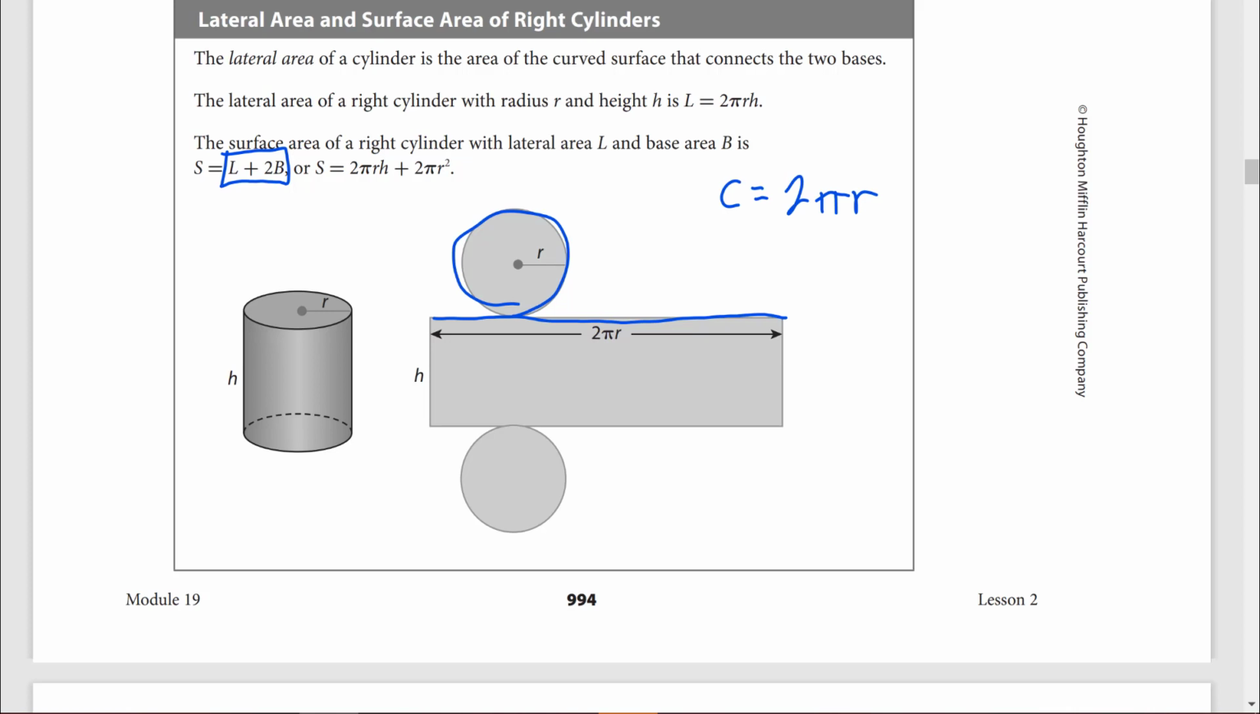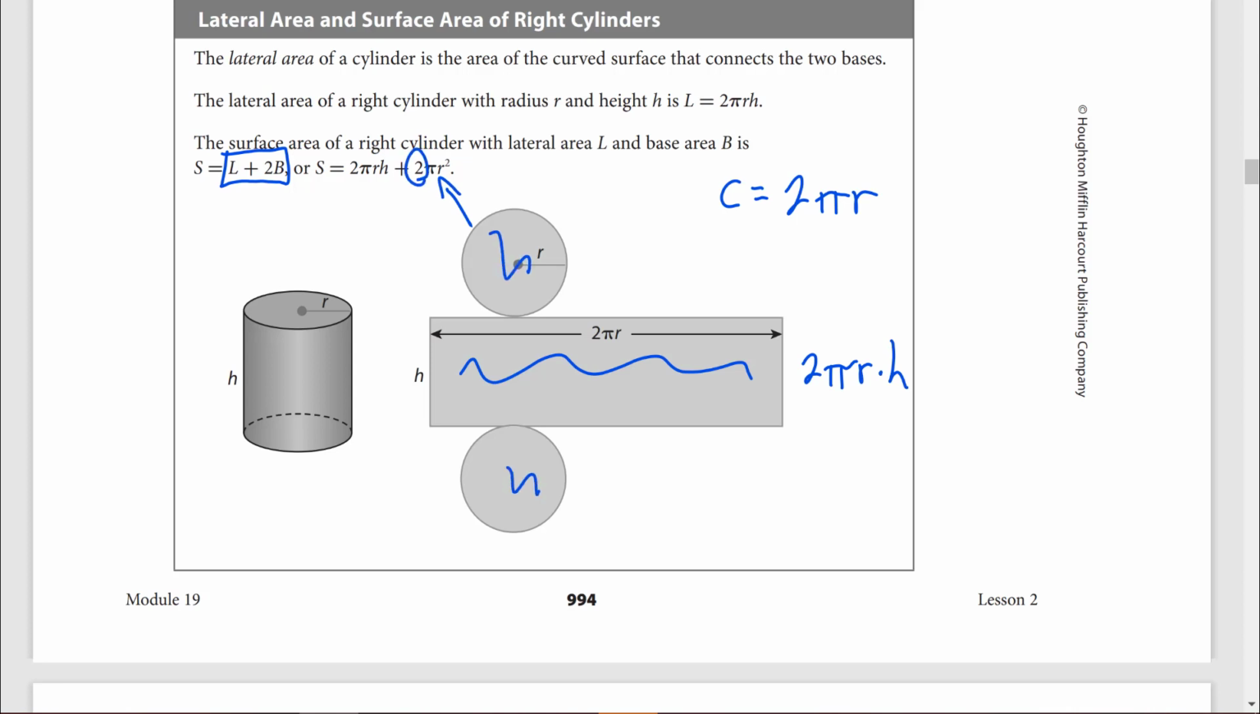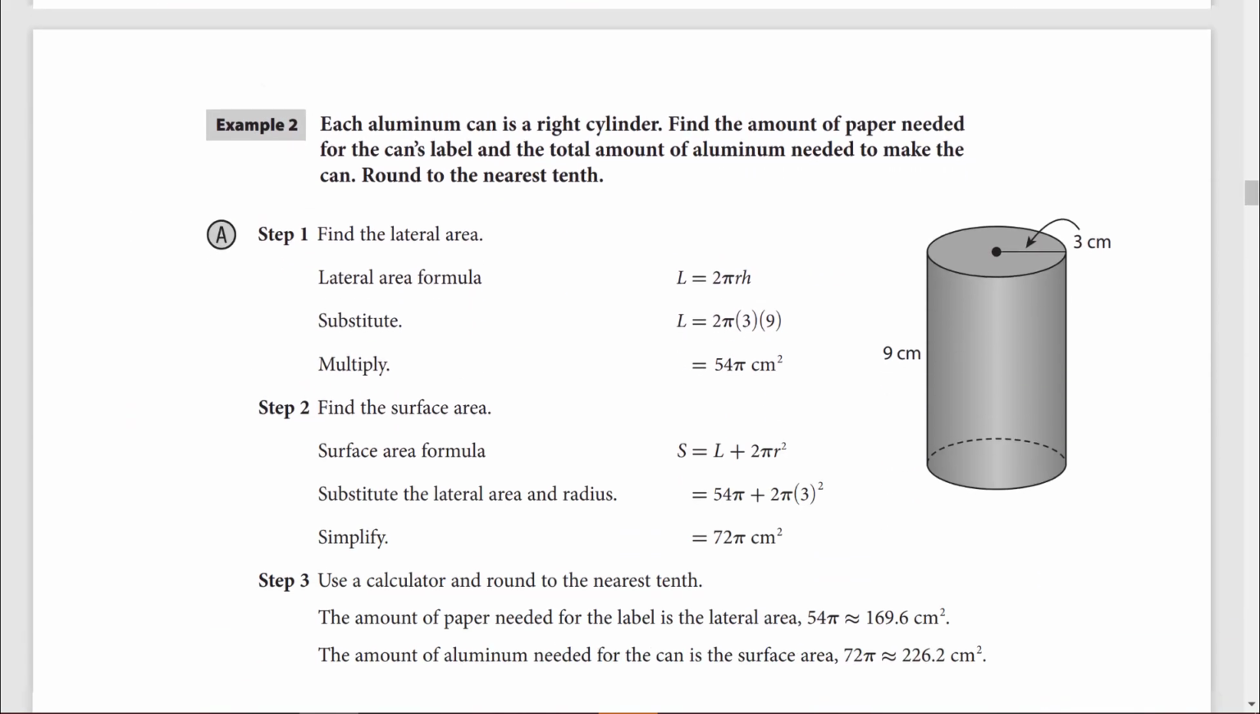So to find my lateral area, this rectangle, it would be 2 pi r for one side length, times the height. And then my circles would be the area of a circle, which is pi r squared. That 2 is there simply because we have 2 of them. Let's try a problem.